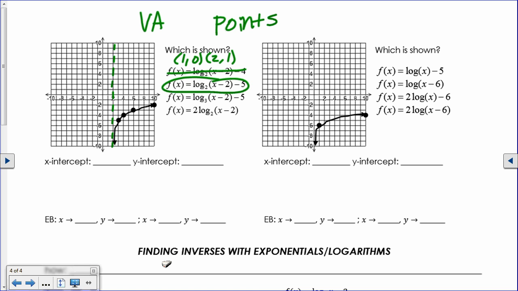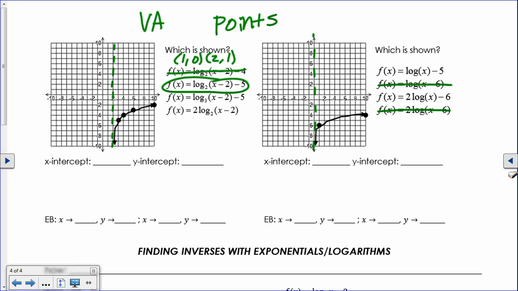So, what's the asymptote? 0. You can draw it if you want to. Are there any that don't have an asymptote of 0? Yes. Which ones? The last 3. The second one, and the last one. These both have asymptotes of 6. So now we need to figure out which one of those 2 is the correct one.